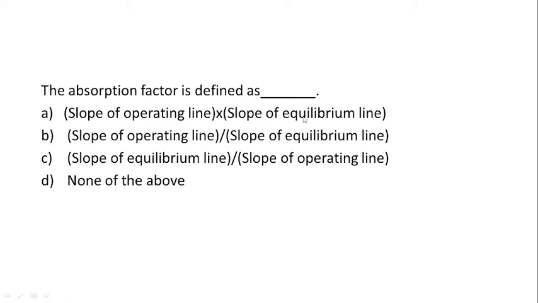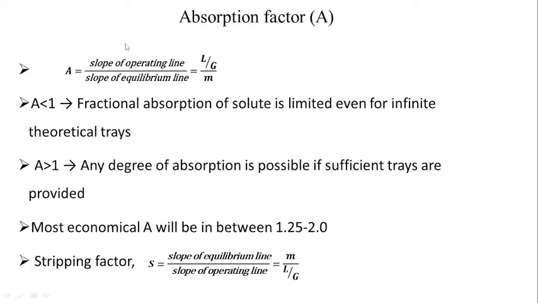Then the slope of equilibrium line is like previously we have drawn y equal to mx. So m is the slope of equilibrium line. So can you tell what is the definition for absorption factor? B option. B option, yes. And absorption factor is the slope of operating line to slope of equilibrium line.